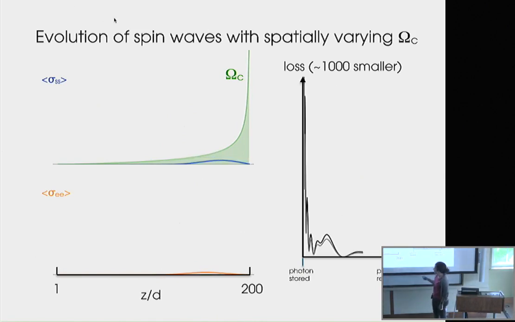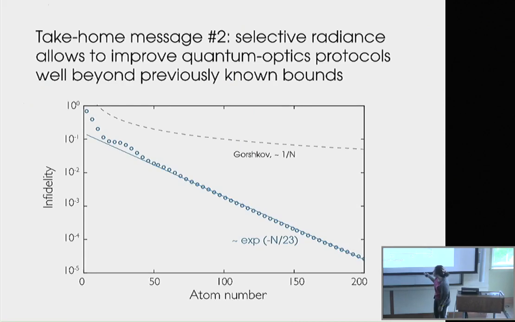The last plot that I'm going to show you regarding selective radiance is a plot that we made for this loss, or the infidelity, as a function of the atom number. And I'm going to compare it with the previous result. So here it is. This is the infidelity, and this is the atom number. And this is the result predicted by Alexei, that means the infidelity scales as 1/n. And so if we consider these interactions to free space, and we're a bit clever, we managed to do an exponential improvement over this. So this is take-home message number 2 of my talk: selective radiance can really improve the performance of quantum protocols.